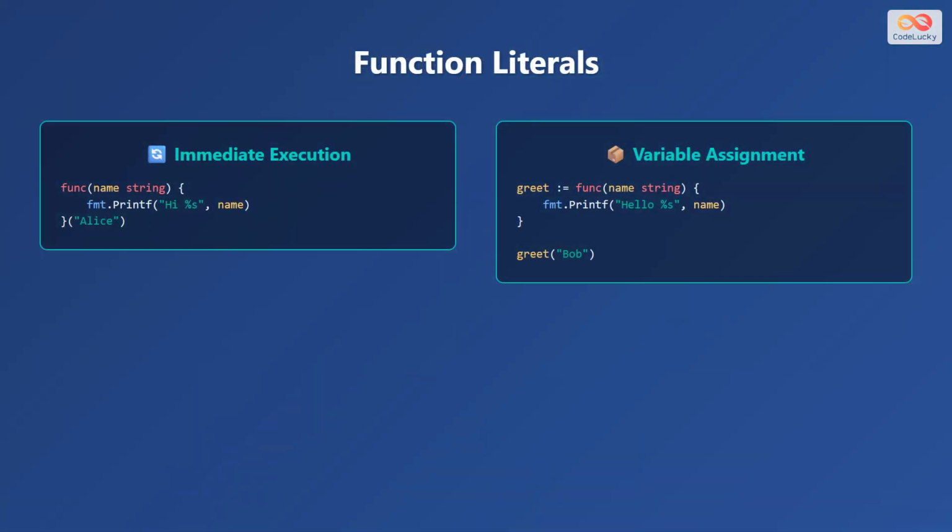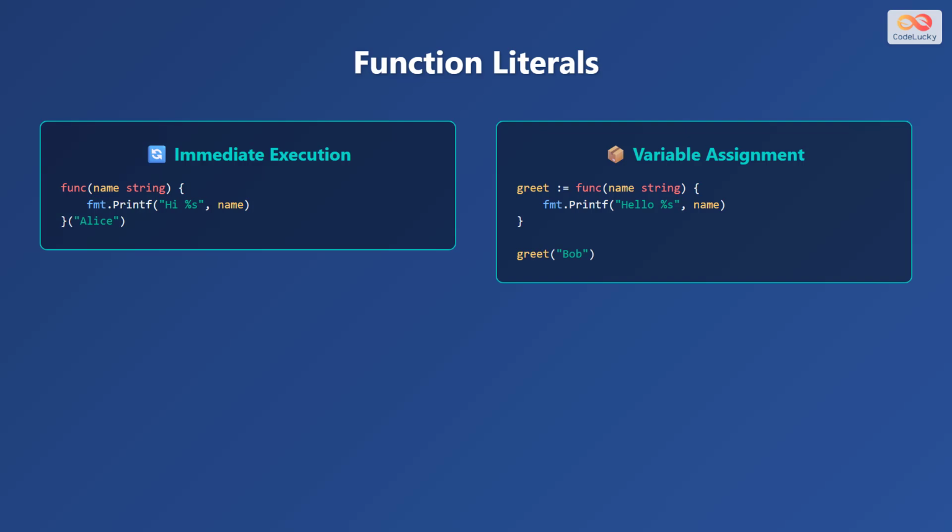Now let's explore function literals with examples. The first example shows immediate execution. We define an anonymous function that takes a string argument, name, and prints a greeting. This function is immediately invoked with the argument Alice.